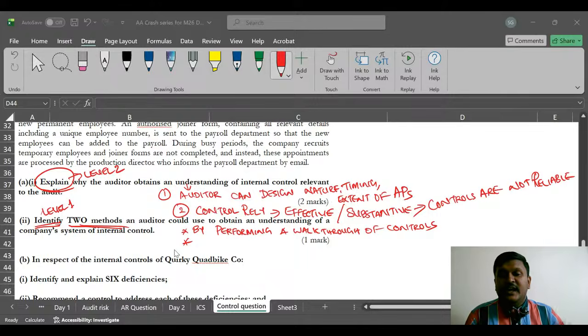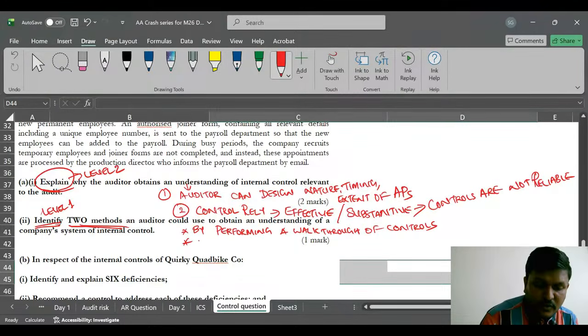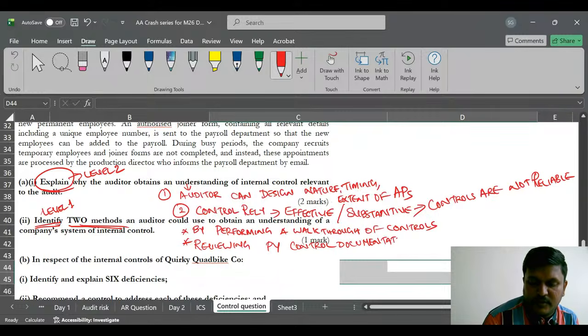What would be the other method you will be looking into? You can look into the last year's internal control documentation to gain an understanding. Yes or no? So we can look at the last year's internal control documentation. Rather than look into, let's sound professional. Professionally, what would we say over here? Reviewing prior year control documentations.